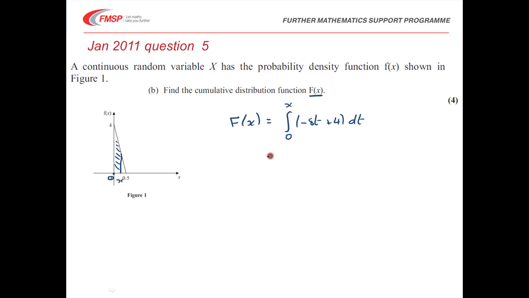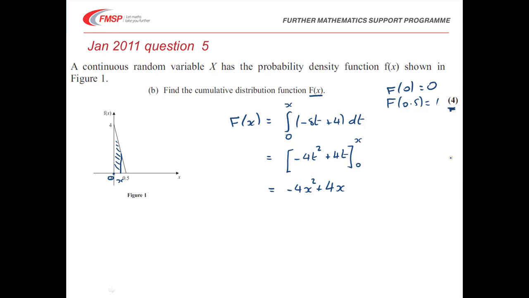Okay, so if we now integrate this, this is going to give me minus 4t squared plus 4t between 0 and x, and if we substitute that in, that's going to give me minus 4x squared plus 4x. Okay, now some of you may have used a different method for doing this, where you haven't got limits and you find your constant of integration, and you use the fact that either F of 0 is equal to 0 or F of 0.5 is equal to 1. That's perfectly fine, but you need to make sure you're demonstrating all of your steps. Okay, so we've got 2 method marks so far out of 4.